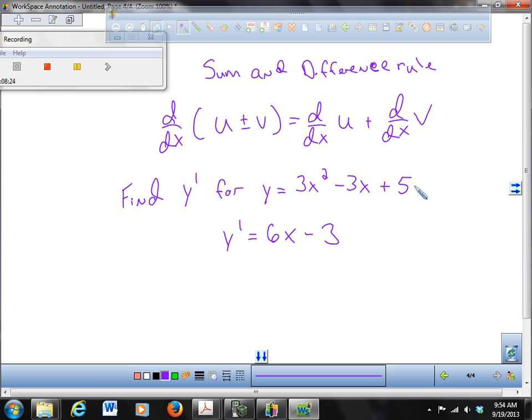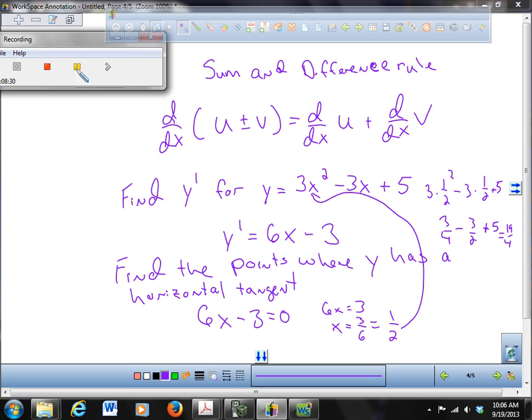Negative 3. And what's the derivative of 5? 0. So that's your derivative. Okay? Yes. Okay. So for those of you in the viewing audience who aren't here, I just told people how to find the horizontal tangent. You set the derivative equal to 0. And I found the x coordinate and the y coordinate. There you go. Moving on.